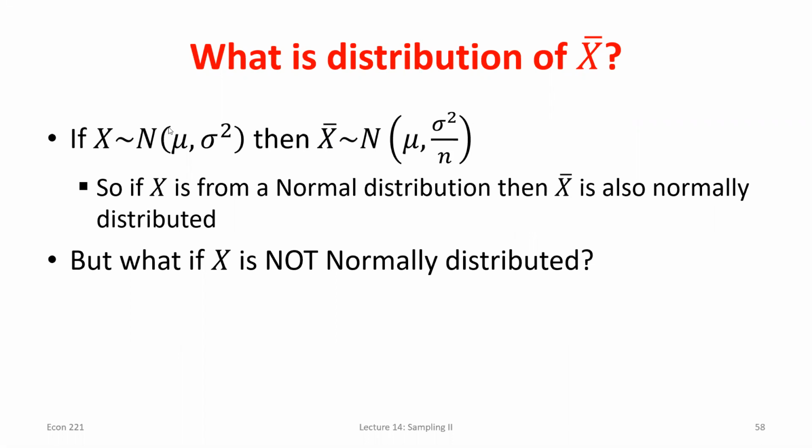What ends up being true is if my original variable I'm sampling from is normally distributed, my sample means would be normally distributed as well. But what happens if that variable I'm sampling from isn't normally distributed? So let's say X is uniformly distributed. Will the sample means also be uniformly distributed? And will the mean of my sample means still be the population mean? Will the variance of my sample means still be the original variance over the sample size?